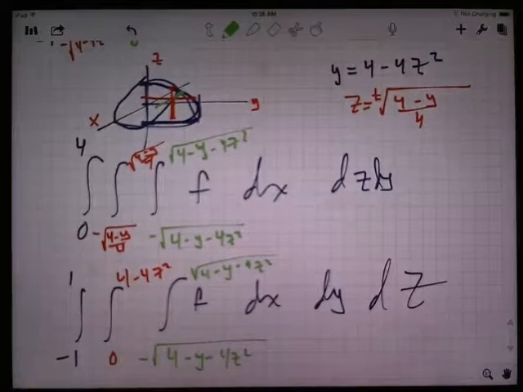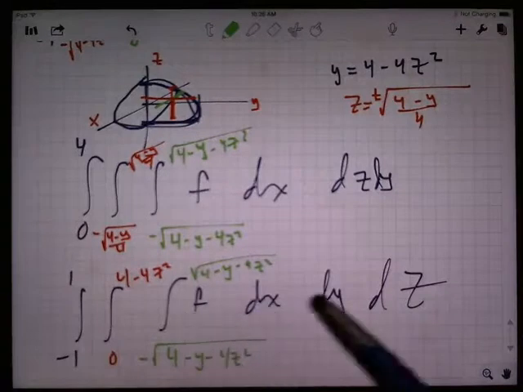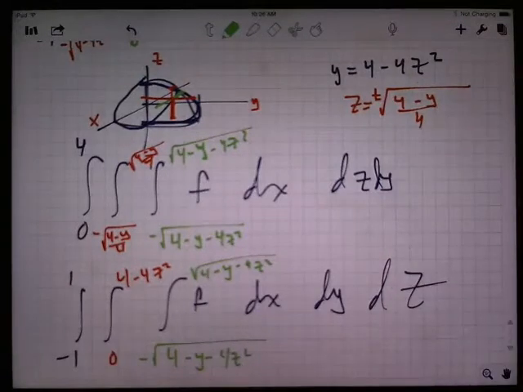Any one of those iterated integrals will tell you the triple integral of f over that region. And depending on what f is, you may want to do one order or another, but you have the option of all 6.